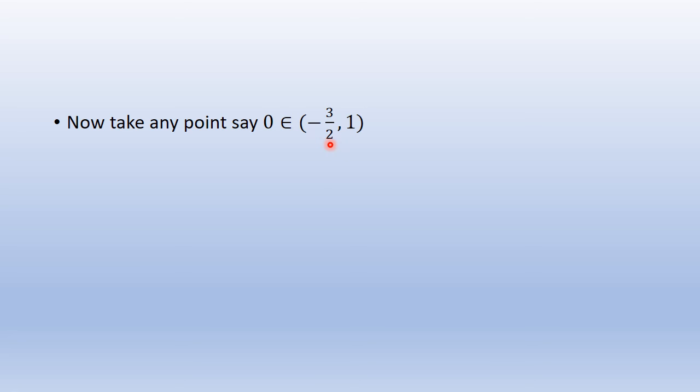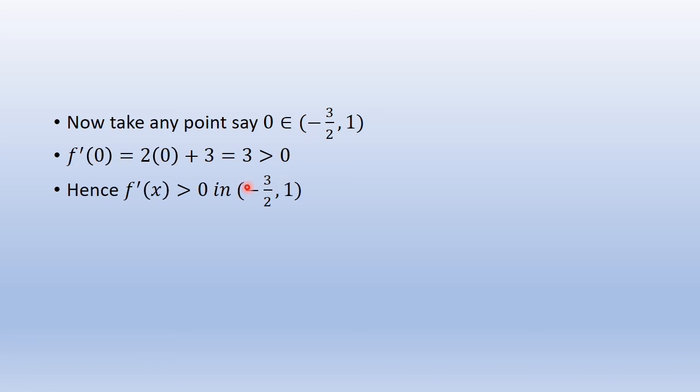Now take any point, say 0 belonging to -3 by 2 to 1. We are considering this interval -3 by 2 to 1, so we are going to evaluate f dash at 0. You can see f dash at 0 is equal to 2 into 0 plus 3 equals 3, which is greater than 0. That is, it is a positive number. So what do we observe? In this interval, f dash is positive at a particular point 0, so f dash will be positive throughout this interval.